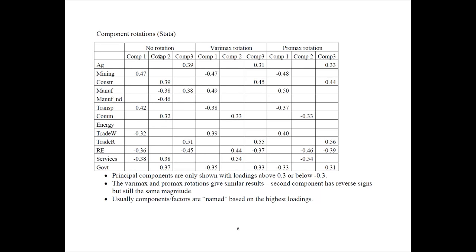I call this the no rotation, because we don't have any rotation on these yet. Everything below 0.3 was eliminated. Here you can see that the first component has very high loadings on mining, transportation, trade, real estate and services, the second component, and so on. One of the issues that we have here is that, in order to facilitate the interpretation, we may want to put a rotation on these factors so that we have the highest possible loadings on as few variables as possible.